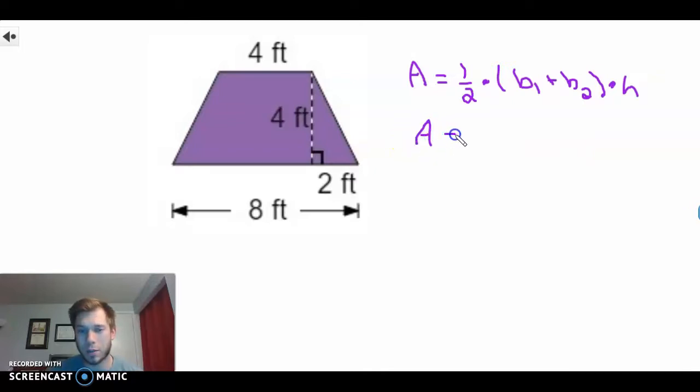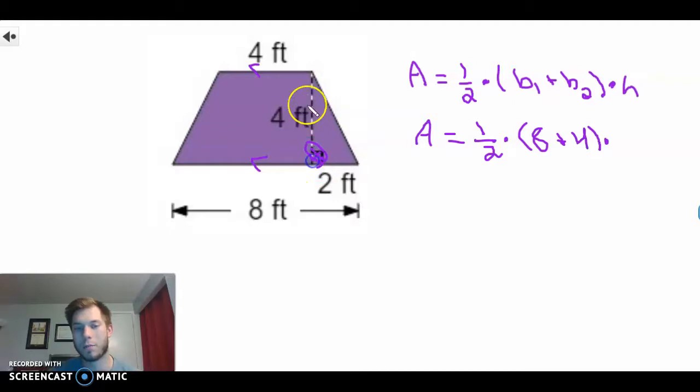Okay guys, so for this one, we have area equals half multiplied by parentheses. We need base 1 and base 2. Base 1 and base 2 are coming from those opposite parallel sides. And the larger one is base 1. So we want the entire distance. The entire distance here is 8 feet. So base 1 is 8 plus base 2, which is 4. So we have 8 plus 4 in parentheses multiplied by the height, which is the distance from base to base marked by that right angle. So we get 4 as our height.